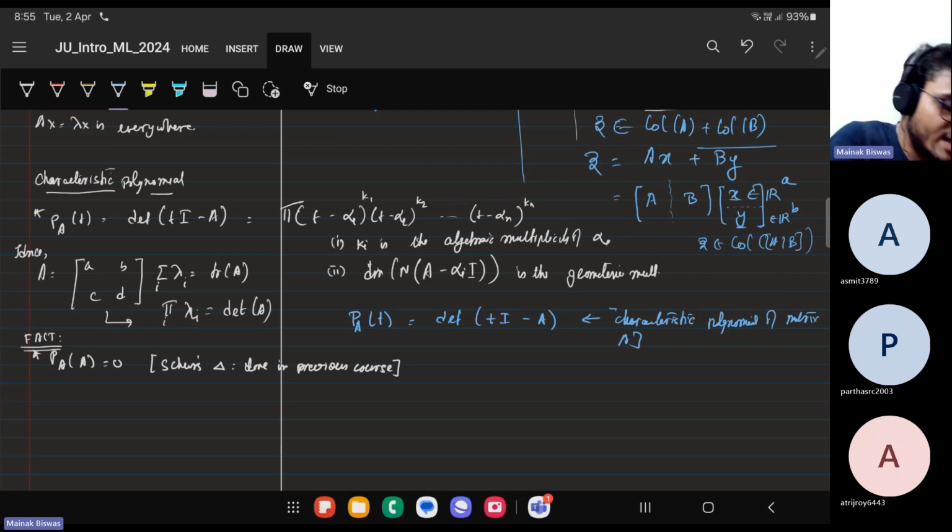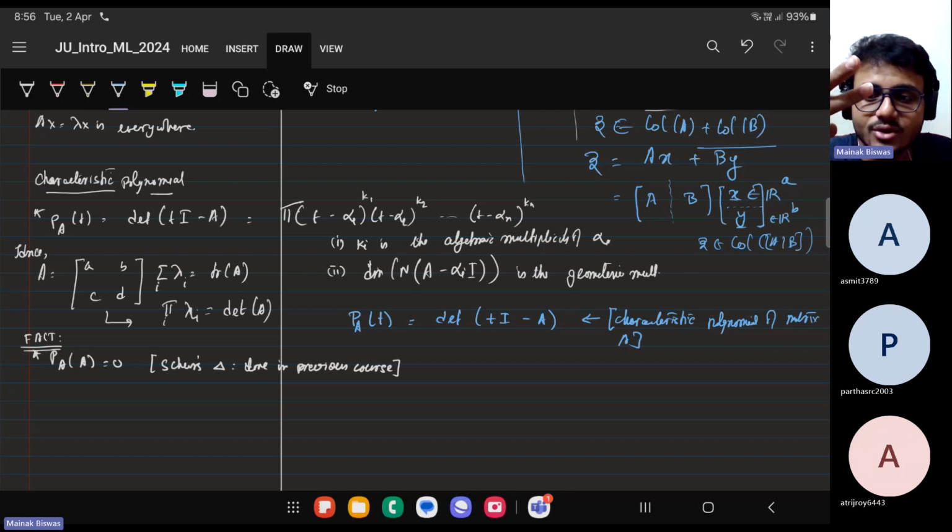Why is it called a characteristic polynomial? Because it gives us a lot of characteristics about the matrix. What characteristics we'll see just now. It gives us the eigenvalues, the eigenvectors, an idea about the null space, and the dimensionality of the row space and column space of A minus lambda I. All of these we will get starting from this equation.